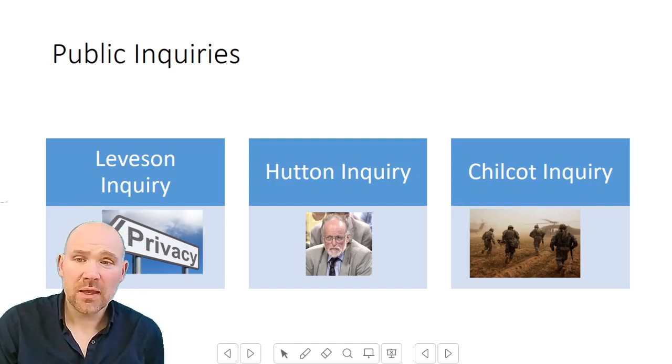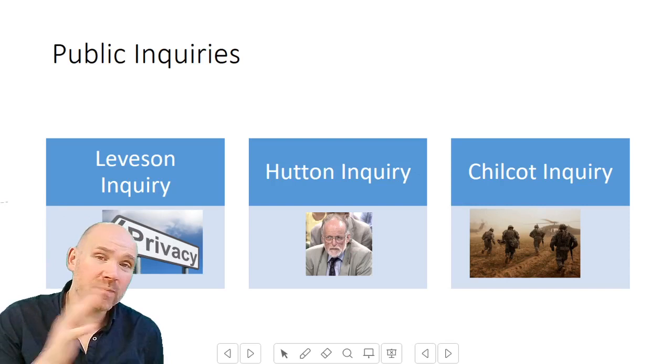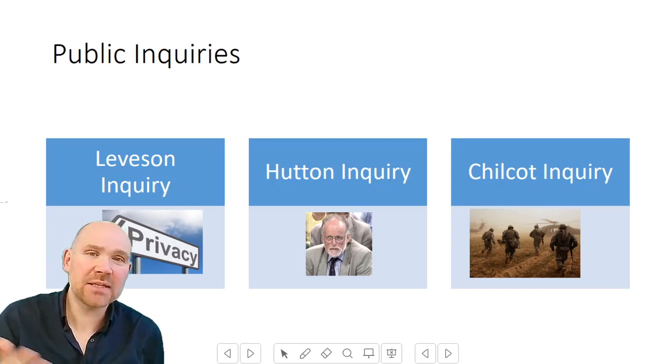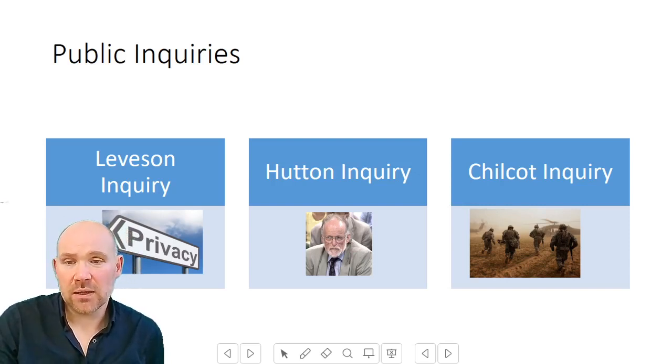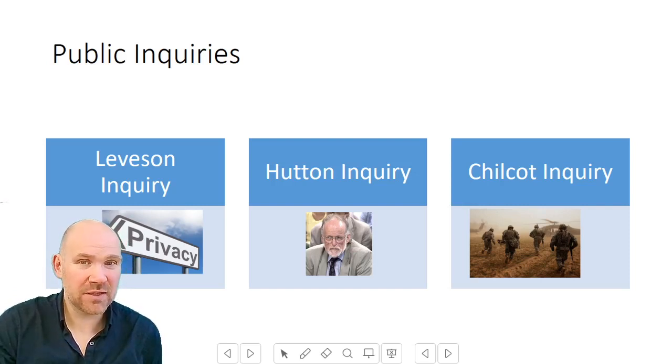Here are three examples. In the Leveson inquiry, the judges were asked to look at the invasion of the media into personal privacy. This happened because there had been a number of cases involving celebrities and members of the public where newspapers had invaded their privacy massively in order to get a good story. The judge eventually ruled that there should be new laws in place to restrict what the media could do. However, the government was very uneasy about it because they felt this might be removing the freedom of the press and maybe even lead to a form of censorship, and actually did very little afterwards.